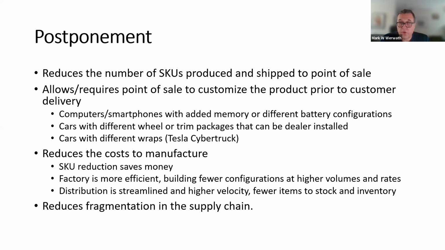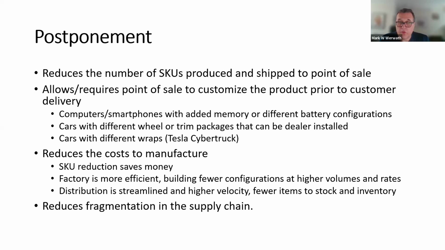You're building fewer configurations at higher volumes and faster rates. The distribution is simpler because you have fewer SKUs to distribute. It's streamlined, it's higher velocity. And you don't have to guess what the inventory levels would be for the different configurations. I guess the word would be forecast, right? You don't have to worry about forecasting at that minute level. You're selling a Cybertruck. Who cares what color it is? It comes out of the factory as one color, right?